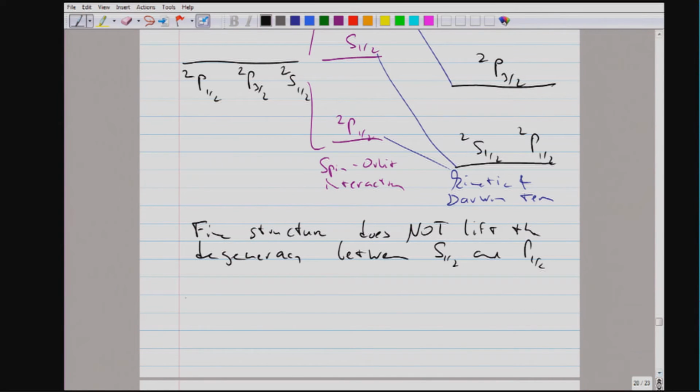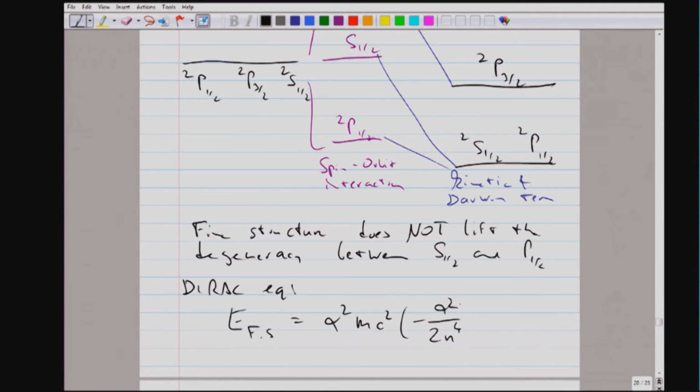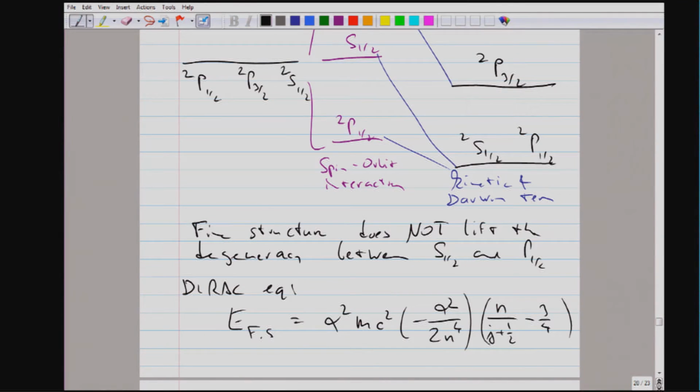It turns out that when we use the Dirac equation, we can get an exact expression for the fine structure. It scales as 1/n to the 4, where n is the principal quantum number. And then the fine structure only depends on J and not on L and S separately. So that tells us that eventually, the spin of the electron and the fine structure really have deep origins in the relativistic nature of the underlying physics.